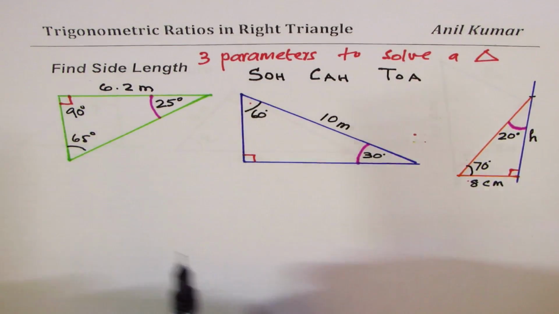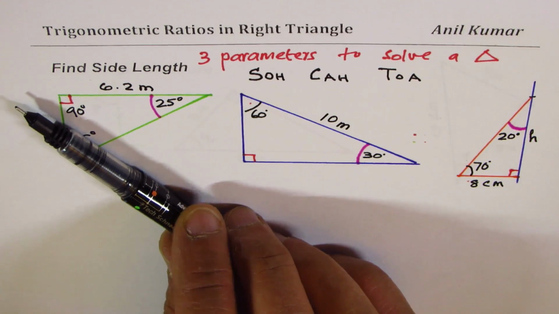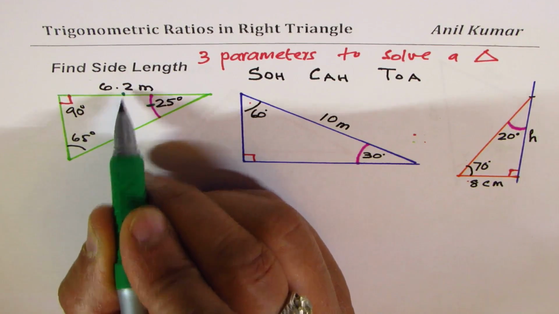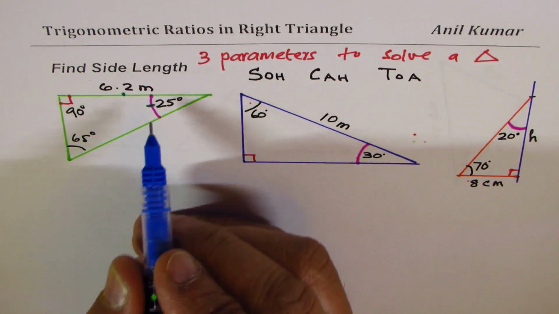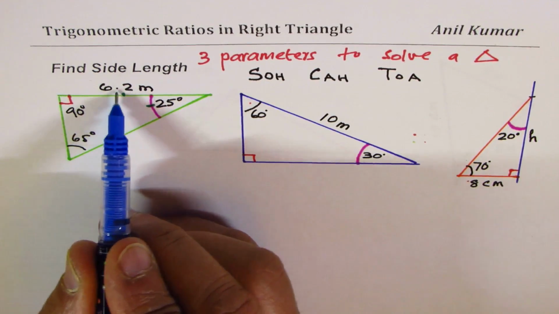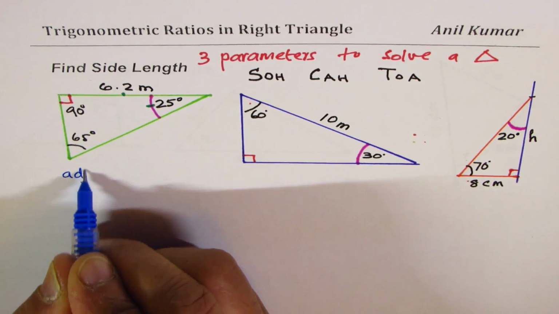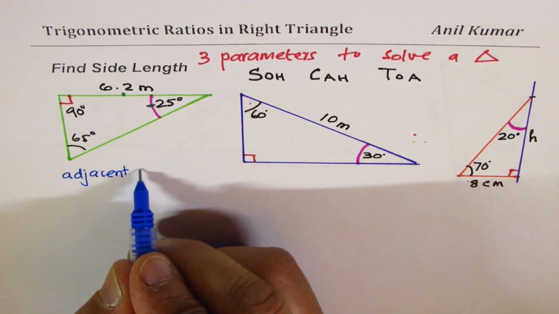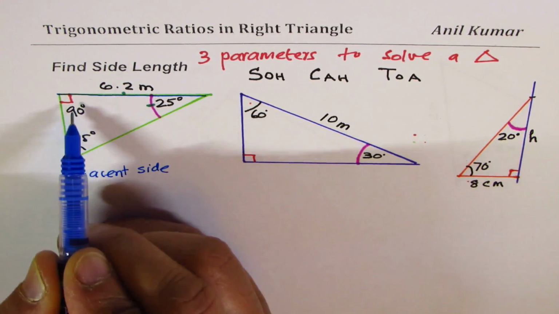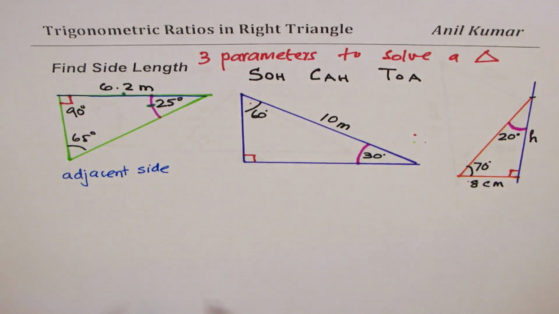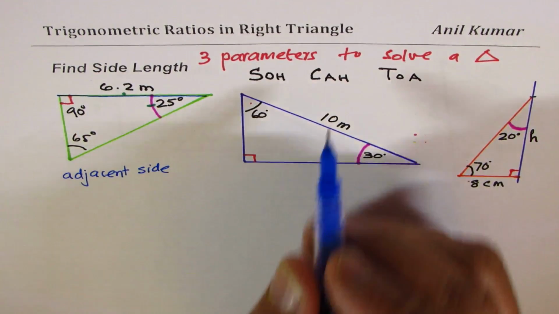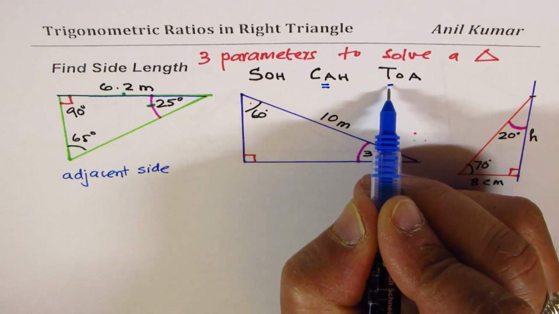Now let us see what we are given. We'll ignore the angle calculated. We'll only concentrate on what is given to us. This is given to us and that is given to us. Is that okay? Now, if I see with reference to the angle given, what is this side? This side here is the adjacent side. The side which is between the 90 degrees and the angle is called the adjacent. Is that clear?